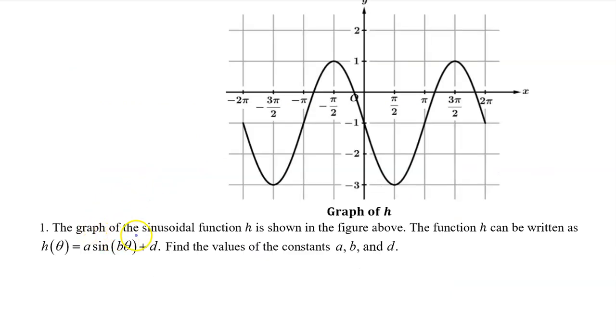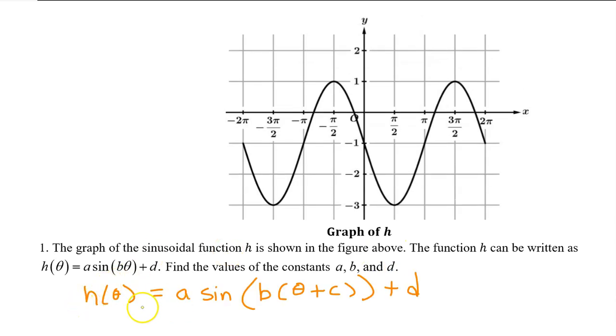Number 1. The graph of the sinusoidal function h is shown in the figure above. The function h can be written as h of theta is equal to a times the sine of b theta plus d. Find the values of the constants a, b, and d. The full model for h of theta would include theta plus c, where the opposite of c would be the phase shift. The fact that this model does not include a plus c means that c is equal to 0. There is no phase shift.